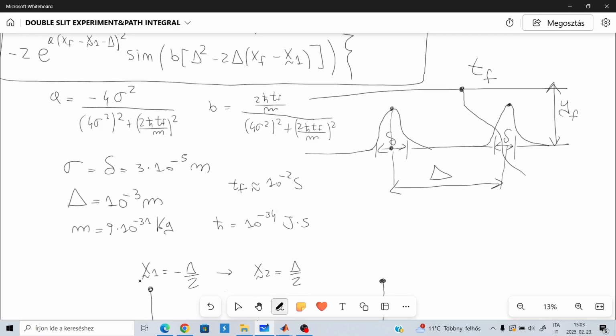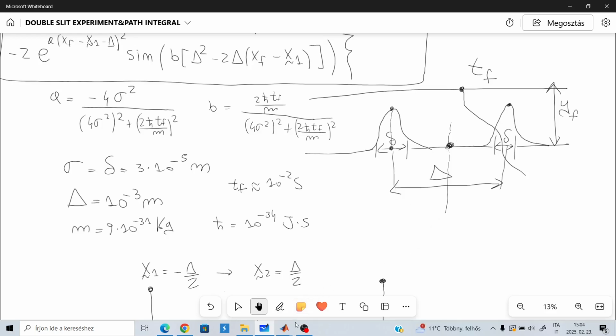And then we also chose the location of the two slits for convenience and for symmetry reasons. So we chose the first slit, the one on the left, to be located at minus capital delta over 2. Remember that this capital delta is 10 to the minus 3, so we already have a number here. And the other one is symmetric with respect to the origin. We have some origin here in the middle, and then we have the same distance between the origin and the two slits, if you want.